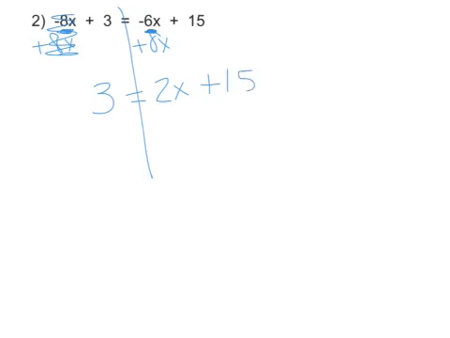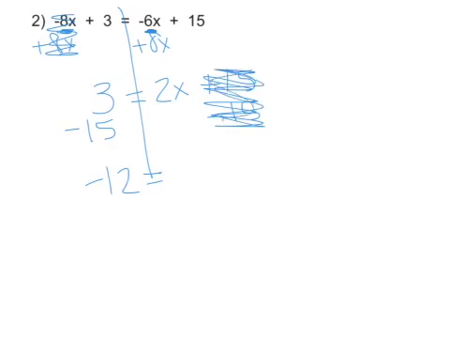Okay, step 2 is to get rid of your constant, which would be the plus 15. So the opposite of adding 15 or a positive 15 is a negative 15 or subtract 15. Put that on both sides of your equals. So 3 minus 15 is negative 12 equals positive 15 and negative 15 cancel, or 15 minus 15. We have a 2x on the right.